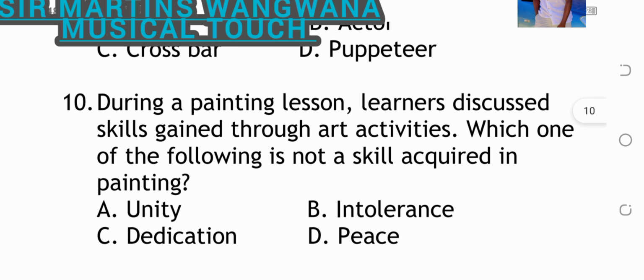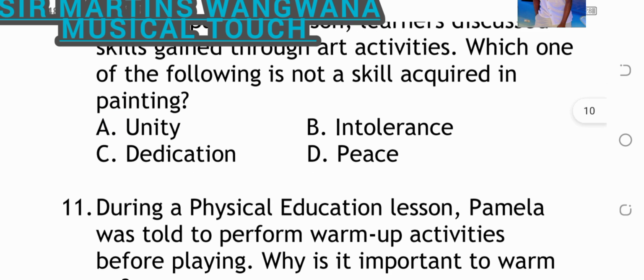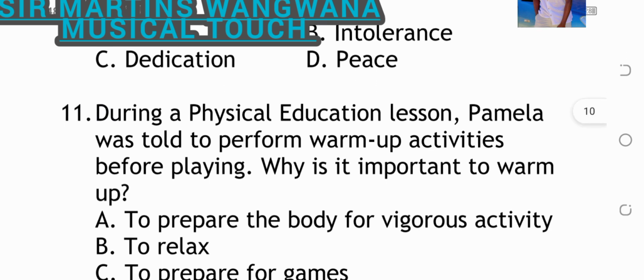Number 10. During a painting lesson, learners discuss skills gained through art activities. Which one of the following is not a skill acquired during painting? We have unity, dedication, peace, and intolerance. Intolerance is not a skill to be acquired or a good virtue. That one is a vice, actually. We look at the correct answer. There is B.